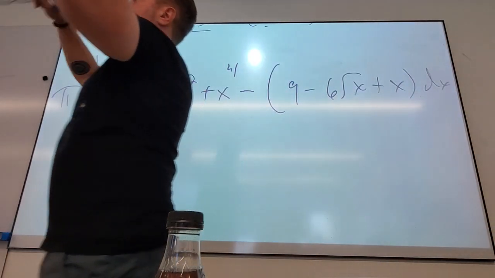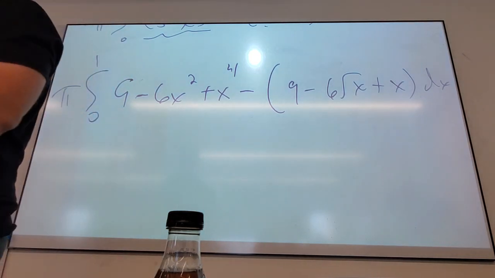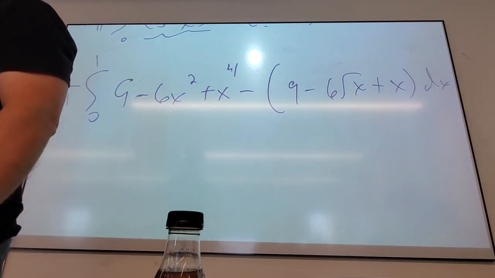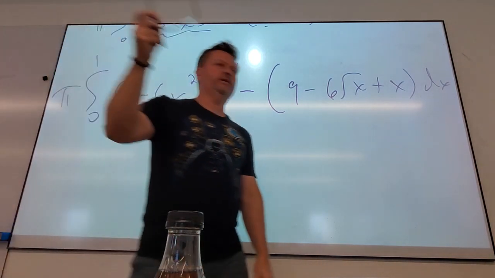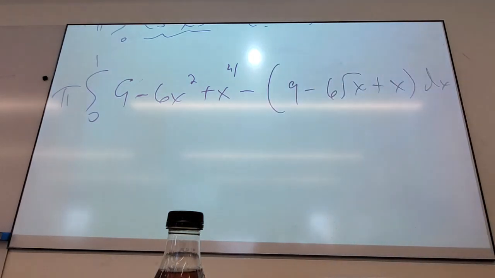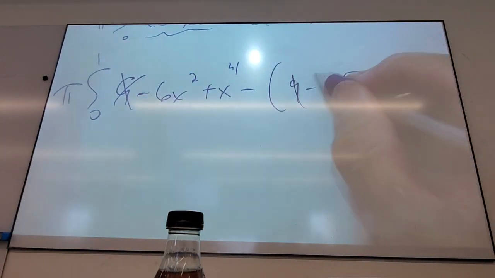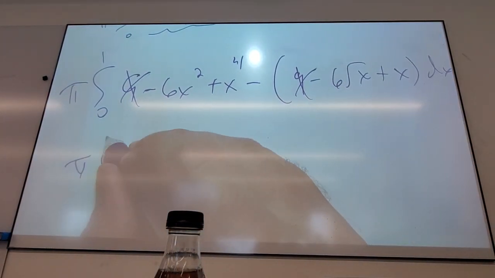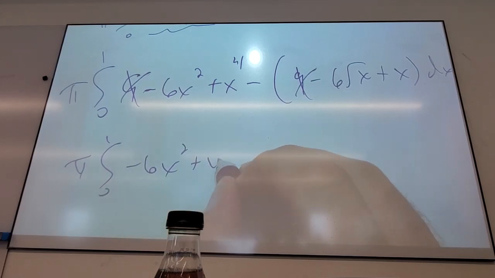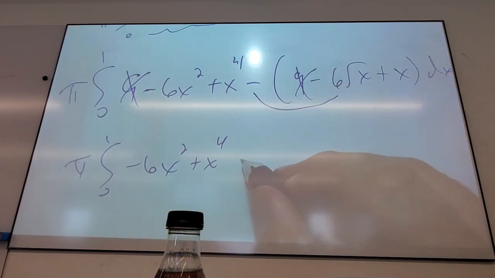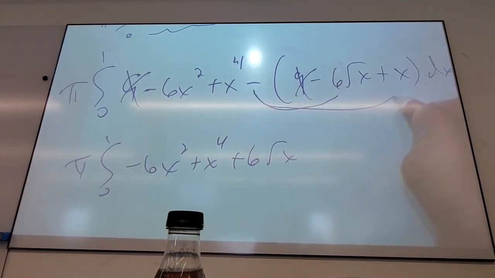Can you combine any terms? The 9s die. That's always nice to see. Two of them kill each other. So we get negative 6x squared plus x to the 4th minus negative, so plus 6 rad x minus x.